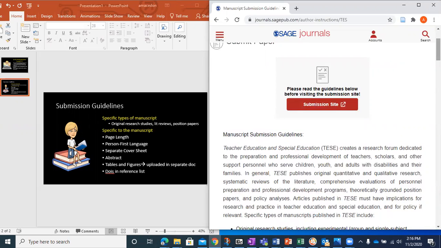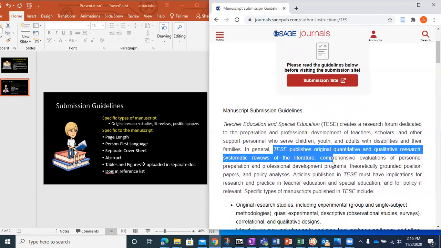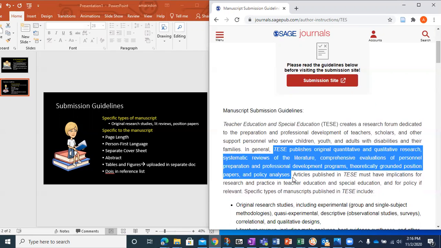The first thing that we want to make sure of, again, is looking specifically at the type of manuscript. In our last video, we looked specifically at the aim and scope. So again, TEAS publishes original quantitative and qualitative research, systematic reviews, comprehensive evaluations, etc. So again, the specific type of manuscript has to match what the specific guideline is. So that's number one.